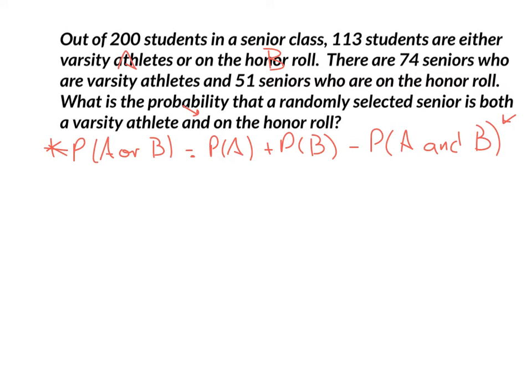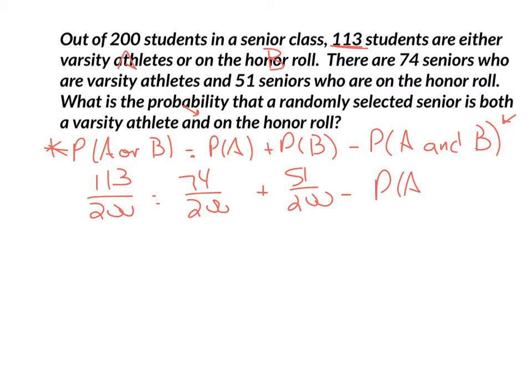So probability of A or B was given in the first sentence. 113 are athletes or honor students. So I'm going to go ahead and write 113 over 200 there. And that's going to equal probability of A. A is, I said, varsity athletes. There are 74 varsity athletes out of 200. And 51 honor roll, that's B. 51 on the honor roll minus P of A and B.